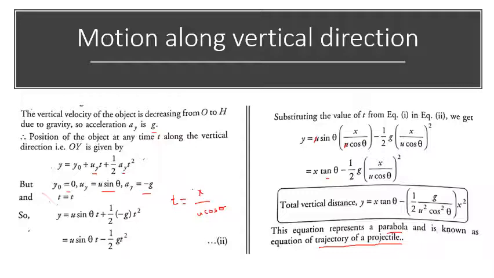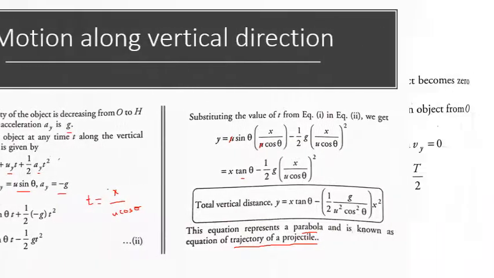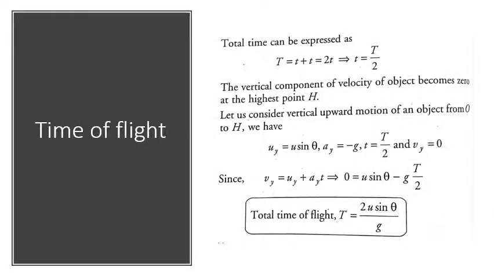Okay. So study this. One of the important questions in this chapter. Motion along horizontal direction, we derived what is t. Motion along vertical direction, we derived the parabola equation, that is the equation of trajectory of a projectile. Okay, next part of this derivation is time of flight. So what is this term? It is defined as the total time for which the projectile is in flight. That is the time during the motion of the projectile from O to B.